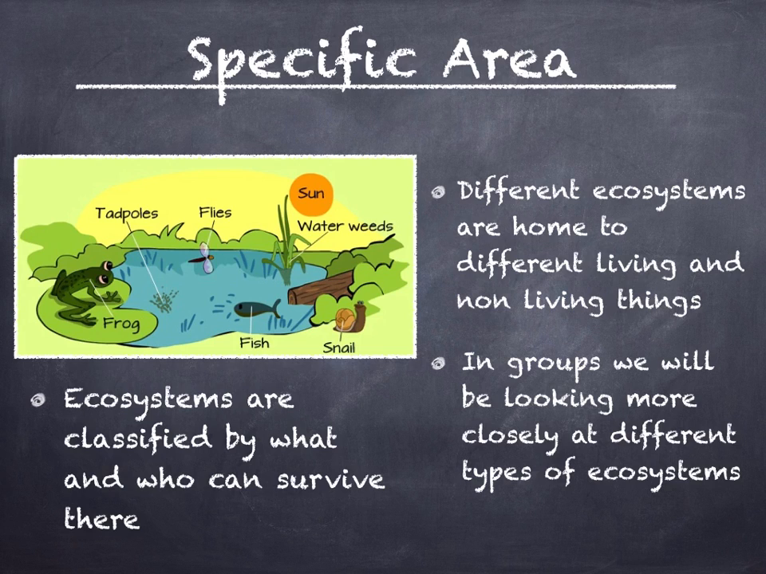Now when it comes to specific area, that just means that ecosystems are classified or grouped by what and who can survive there. And different ecosystems are home to different living and non-living things. In the picture, you'll see tadpoles and frogs, fish and flies, all living together in a pond ecosystem. In groups, we will be looking more closely at different types of ecosystems today.